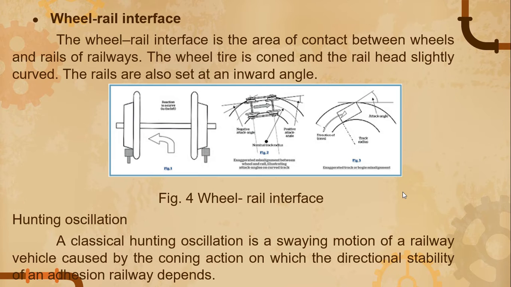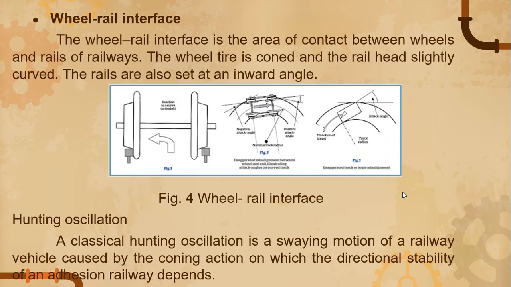So next subfield is wheel-rail interface. The wheel-rail interface is an area of contact between wheels and rails of railways. The interaction between wheel and rail is a specialized subject covering the design and management of high stresses in the small contact area between steel wheel and steel rail. The wheel tire is coned and the rail head slightly curved. The rails are also set at an inward angle.